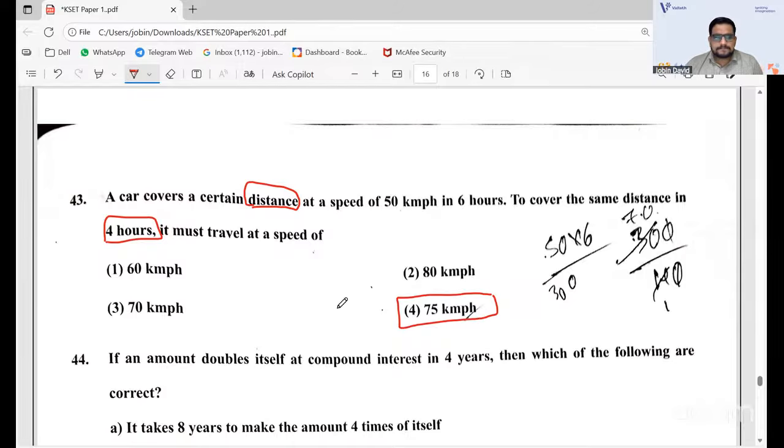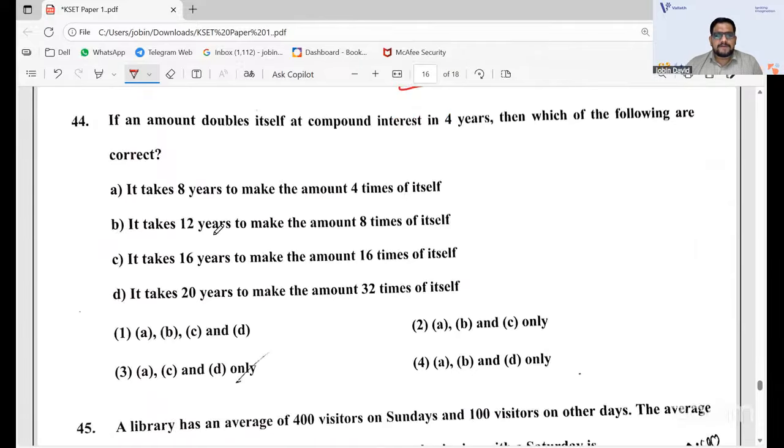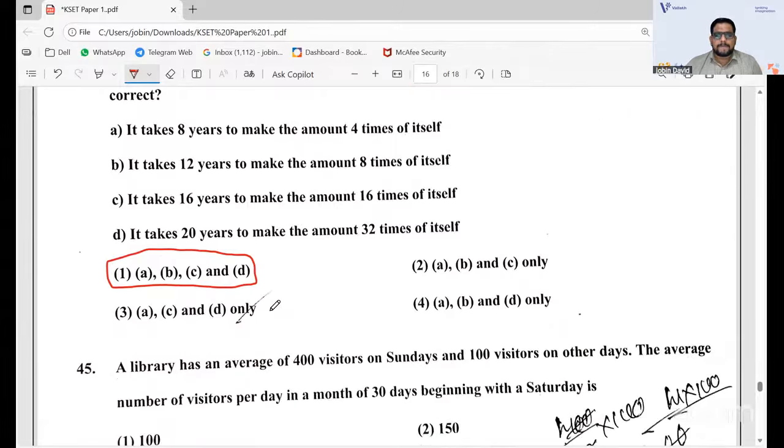And now, coming to the 44th question: if an amount doubles itself at compound interest in 4 years, then which of the following are correct? So maybe you can use common sense, or maybe you can use the formula. So it's like A, B, C, D. All statements are correct here. It takes 8 years to make the amount 4 times. It takes 12 years. All things are correct. A, B, C, D is the correct option for question 44.